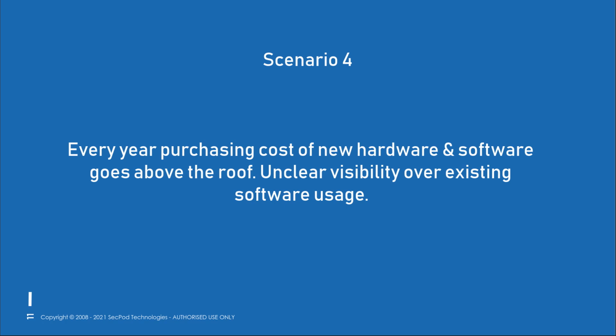Every year, purchasing cost of new hardware and software goes above the roof. Unclear visibility over existing software usage. This is a real challenge, especially for CIOs. Generally, when they're sitting and doing their annual budget calculation, most of the finances goes into purchasing new IT assets. The main reason being they don't have clear visibility over their rarely used application, and they tend to procure those applications on a yearly basis. So, Bharat, you can give us the solution for this.